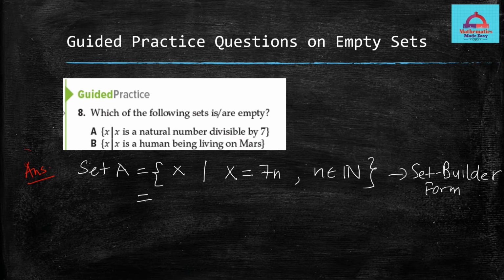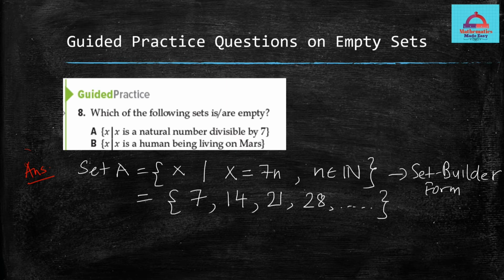And if I write this in roster form also, then the first number which is divisible by 7, if I take the n value as 1, is going to be 7. If I take n as 2, it is going to be 14. n as 3, it is going to be 21, 28, and so on. Because we know that the set of natural numbers is an infinite set, this is going to continue. That's why I have the dot, dot, dot, the ellipsis form.